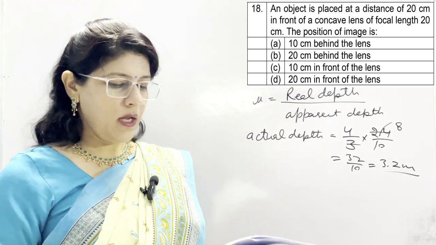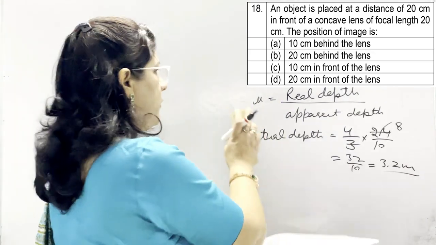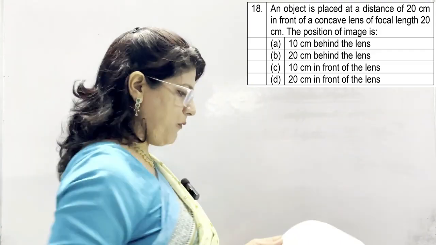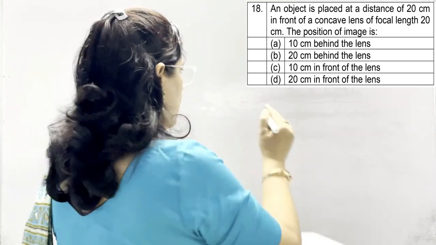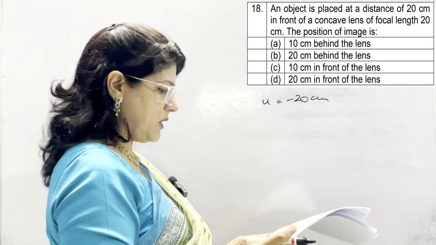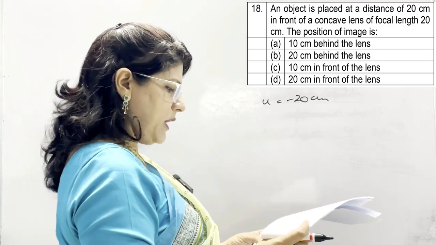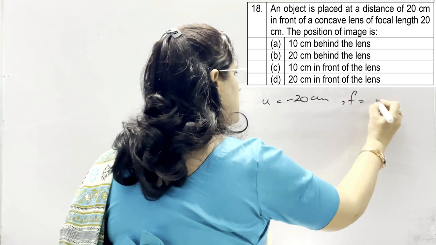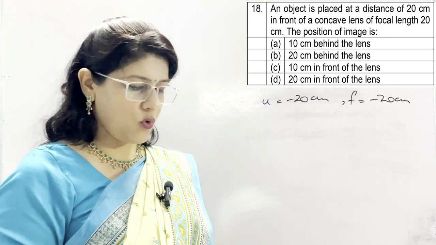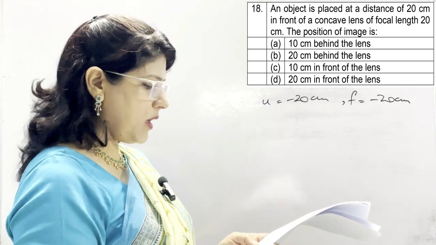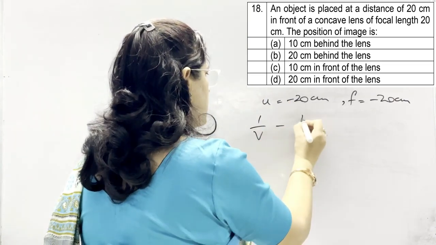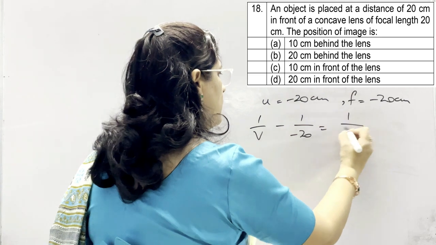In question number 18, an object is placed at a distance of 20 centimeter in front of a concave lens of focal length 20 centimeter. So U is given as minus 20 centimeter. It is in front of the lens. And concave lens of focal length 20 centimeter. It means focal length is also minus 20 centimeter, because we know in the case of concave lens focal length is always negative. And the position of the image is, now for solution, 1 by V minus 1 by U is equal to 1 by F.